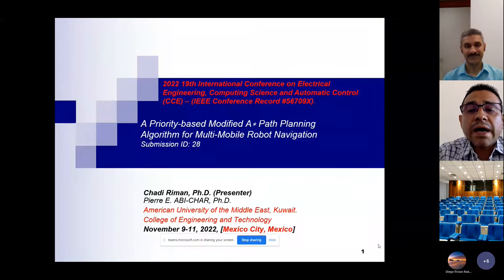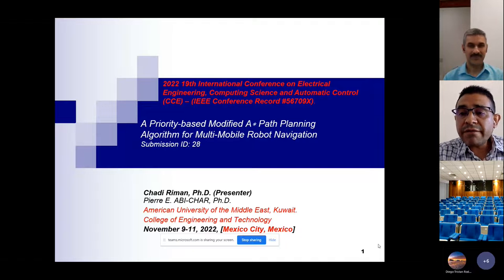So let's start with the first presentation, which will be presented by Chadi Riman. And the title of the talk is A Priority-Based Modified A-Star Path Planning Algorithm for Multi-Mobile Robot Navigation. Chadi, you have 15 minutes. I will let you know once you have 2 minutes left. And after that, you will be able to answer some questions, okay? Okay, go ahead.